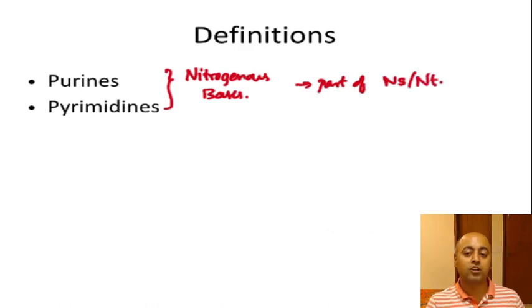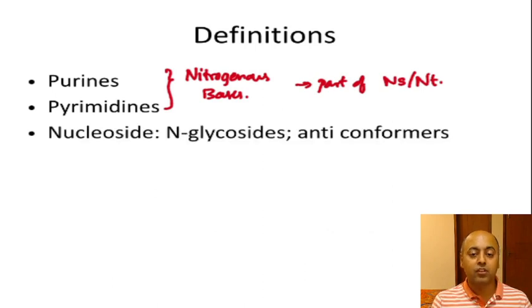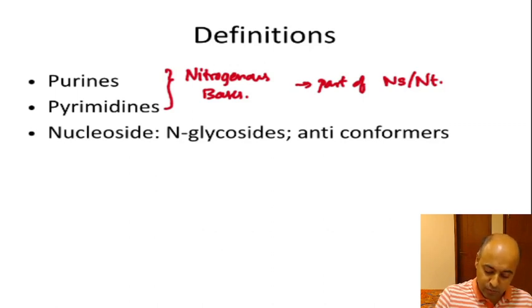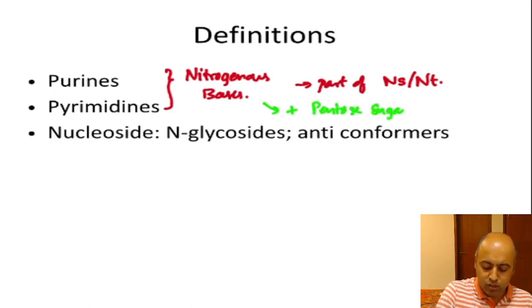I'm sure you know what a nucleoside and nucleotide are. I'll come to that also. Okay, so purine and pyrimidine are the nitrogenous bases which are part of the building block, that is nucleoside and nucleotide. Then we have the nucleoside. In the nucleoside, we will have the nitrogenous base, and this nitrogenous base is attached to the pentose sugar.